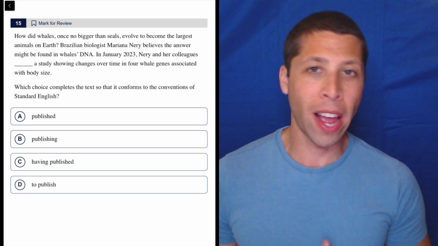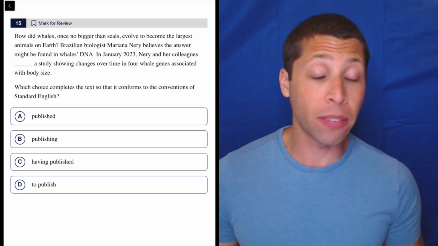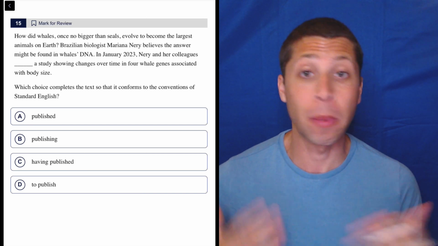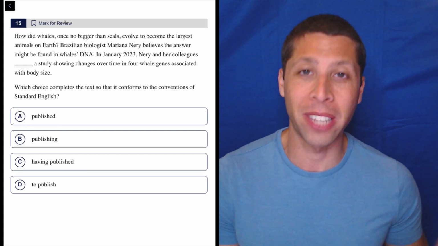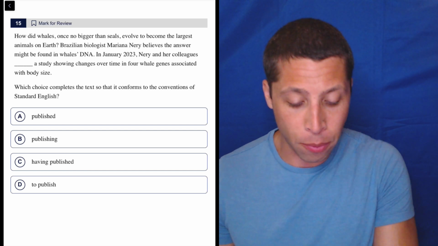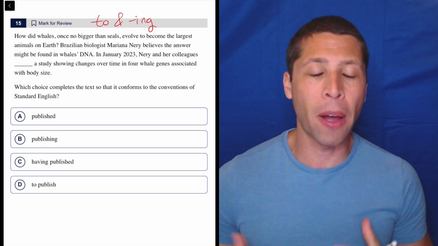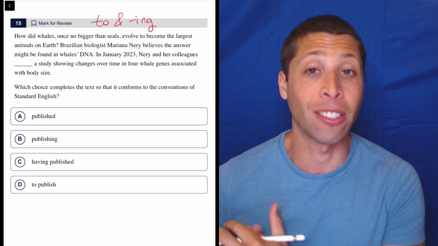Remember that the main strategy for the grammar is to predict the rule that you're dealing with. And that can be especially difficult when we have verb tense questions because there are lots of different types of verb tense rules. But when I look at this, I know instantly what I'm dealing with. This is what I call the to and ing rule. So this is more about the form of the verb and how it affects the sentence structure.